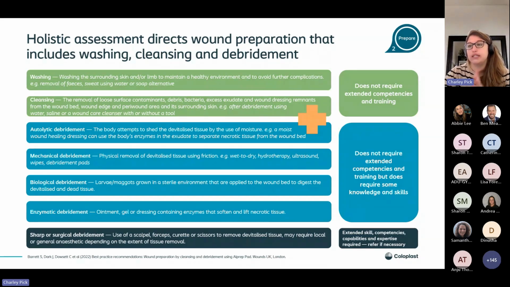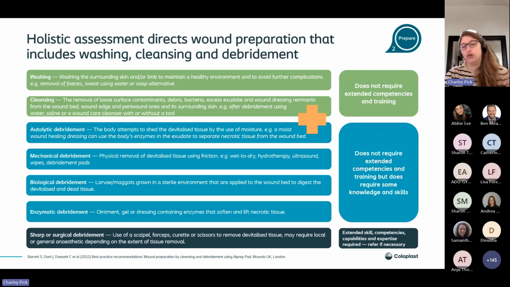Autolytic debridement is when the body attempts to shed the devitalized tissue by the use of moisture. So we can help that with the treatment and ensuring that we maintain that moist wound healing environment. This could be through the use of dressings. Mechanical debridement is the physical removal of devitalized tissue using friction.